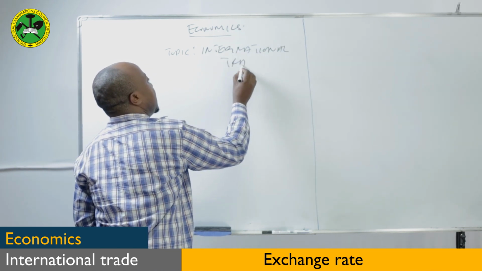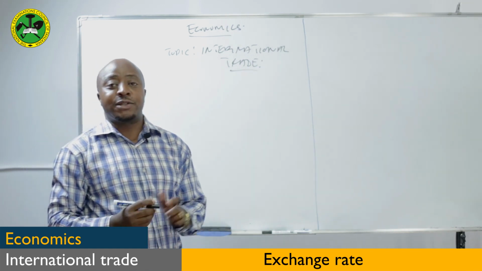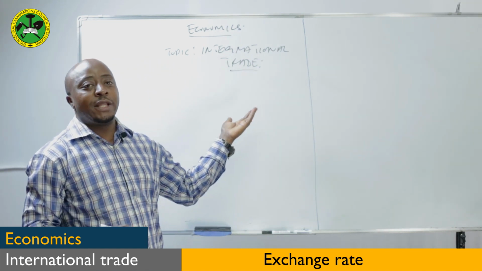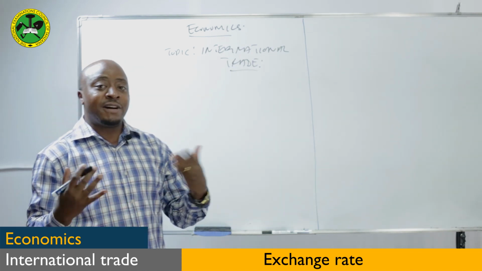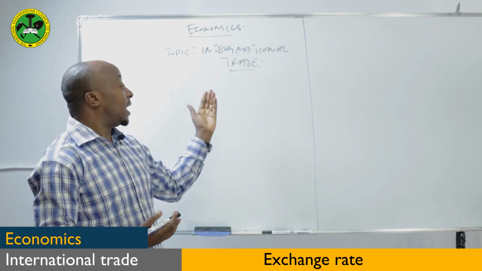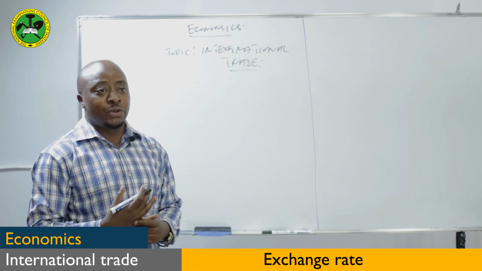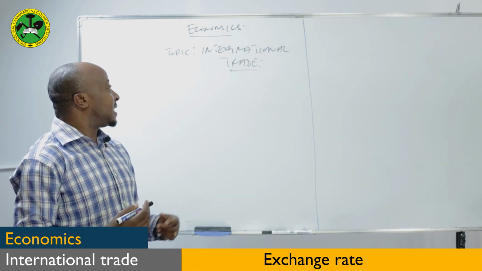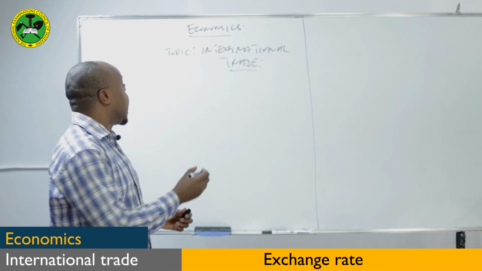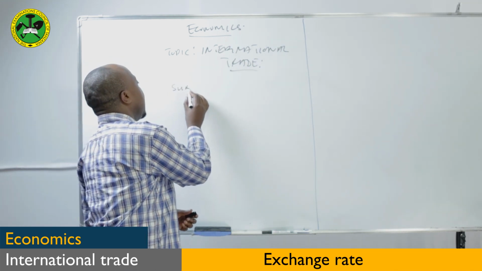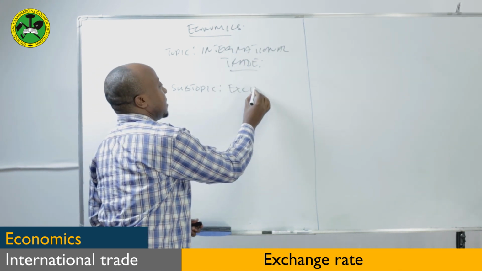International trade, that is our topic. In the last discussion in this topic, we tried to discuss the theories of international trade. We tried to check how the theory of absolute advantage is operating. We also checked how the theory of comparative advantage is applied in international trade. So today's discussion is going to deal with one subtopic, which is the exchange rate.